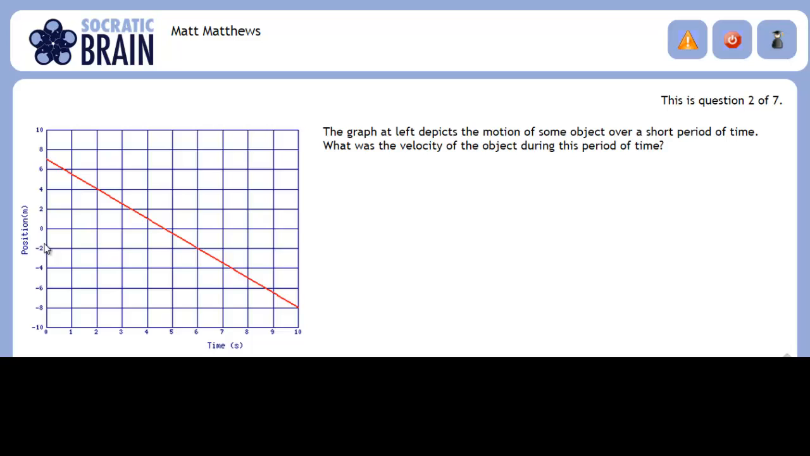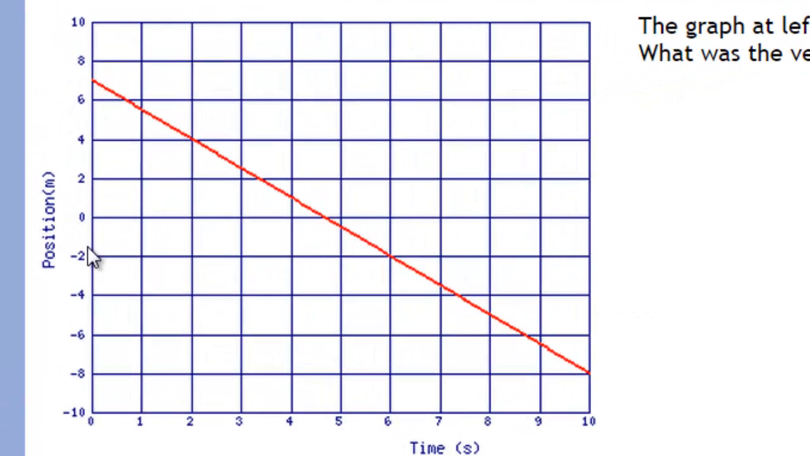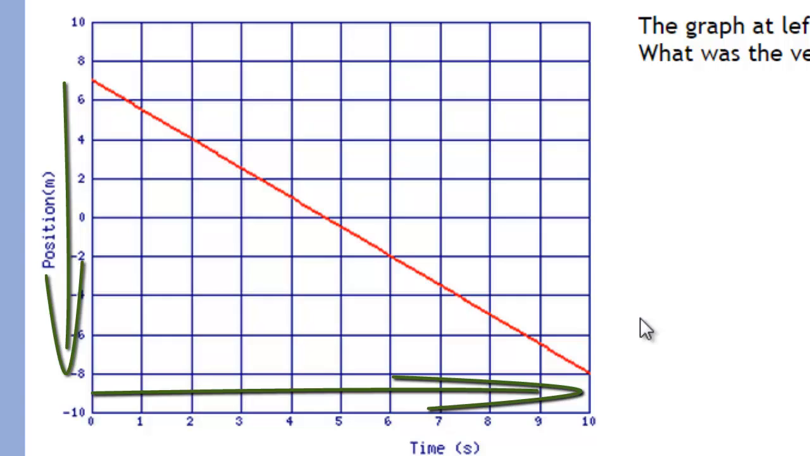Remember, when finding slope, we need 2 points on the graph. I recommend always using the first and last points. That's here and here. So our position is changing from 7 to -8 in 10 seconds. I leave it to you to find the slope.